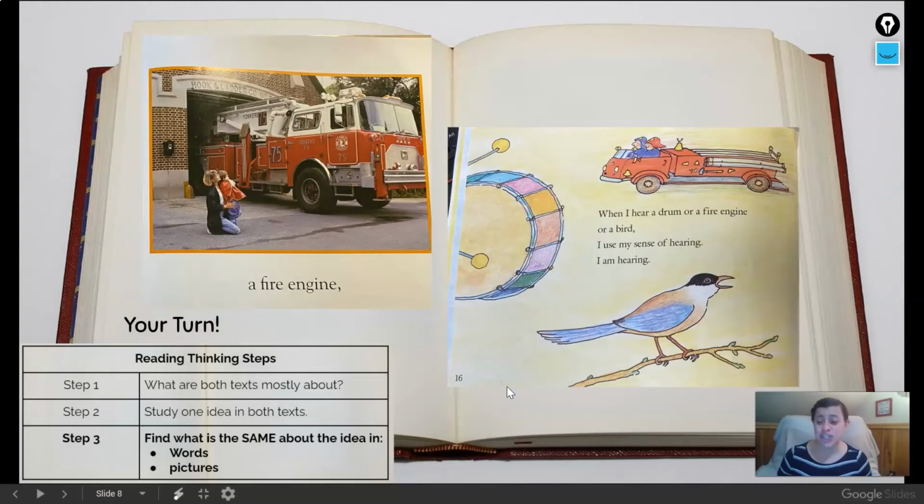Same thing. Your teacher is going to pause the video. You're going to look at both pictures and look to see what you see in the picture, what objects are in both pictures that are the same, and what do both pictures show about our senses. So what do you see in the picture? What is the same objects in both pictures? And what do both pictures show about our senses?